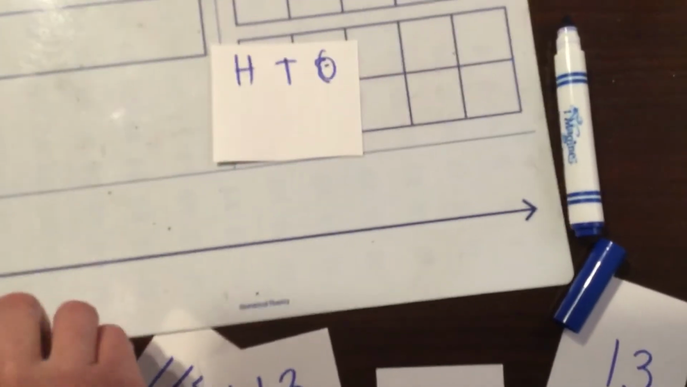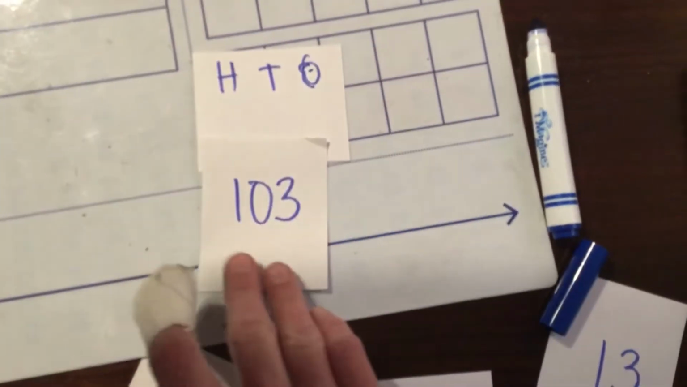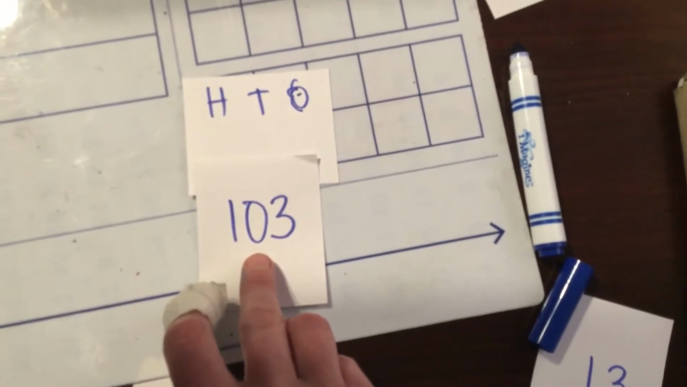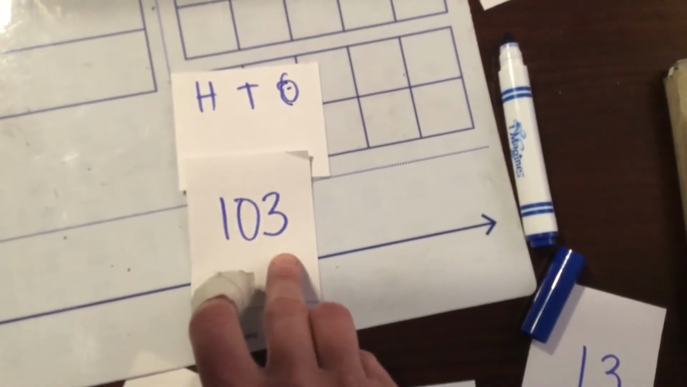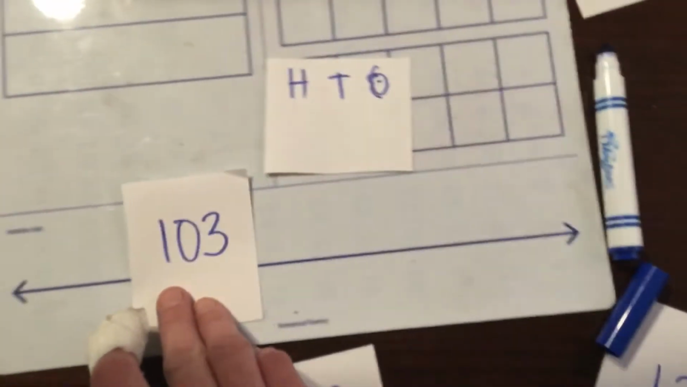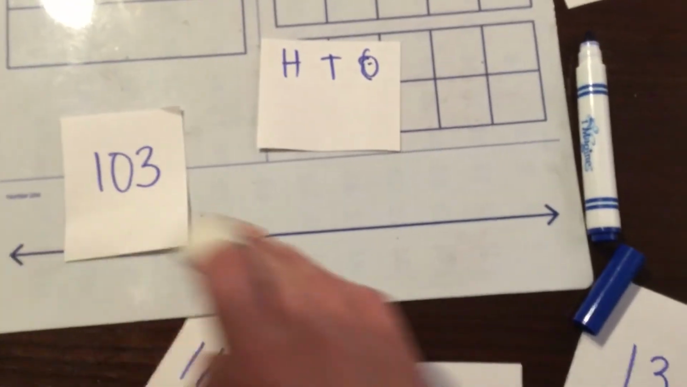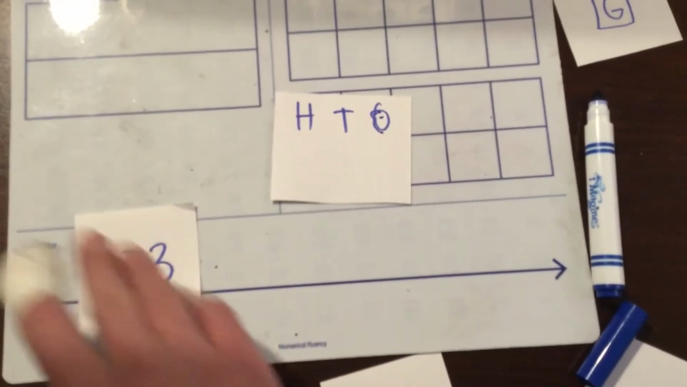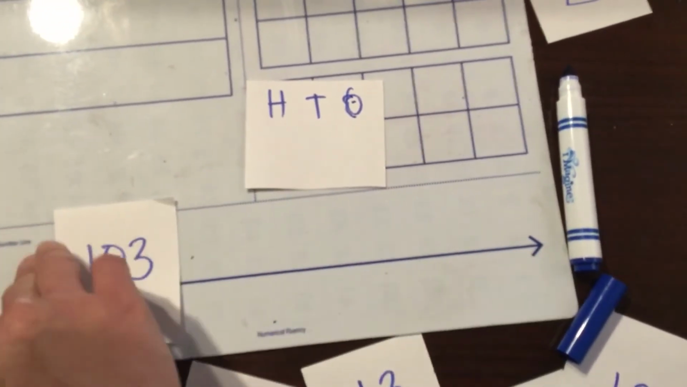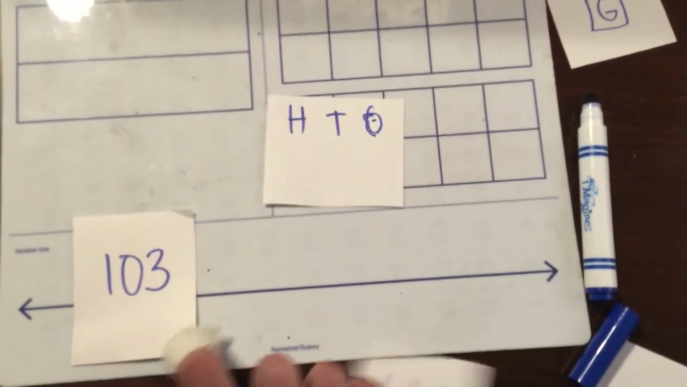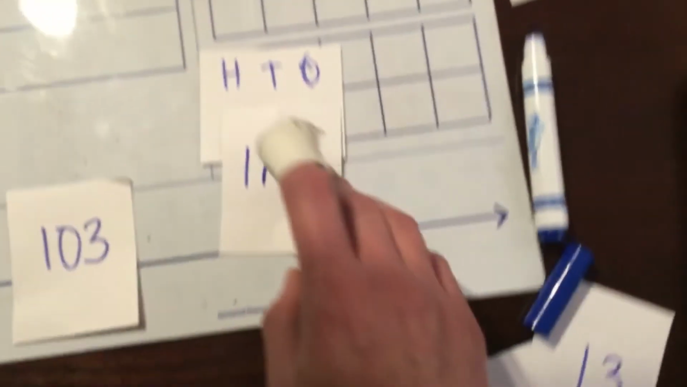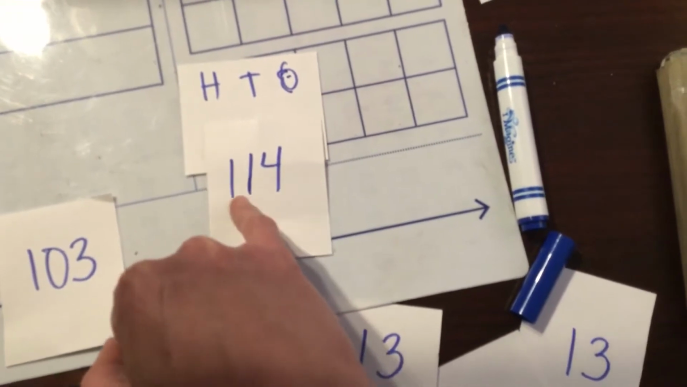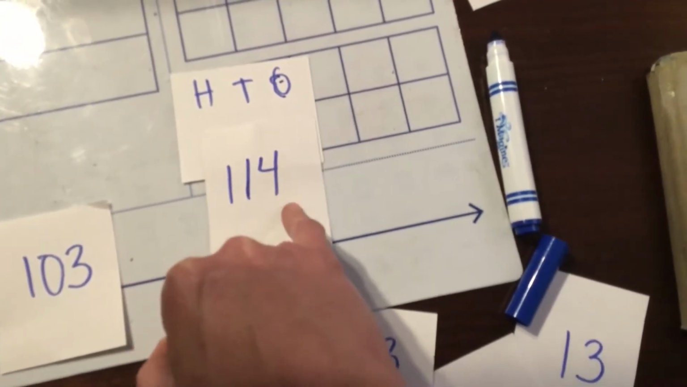So let's look at this number right here. We have 103. You have 1 hundred, 0 tens, and 3 ones. So we put that over here for right now. Now let's see where it would go on the number line. We're going to try to make our number line least to greatest, so smallest to biggest. Let's look at the next number. We have 114. We have 1 hundred, 1 ten, and 4 ones.